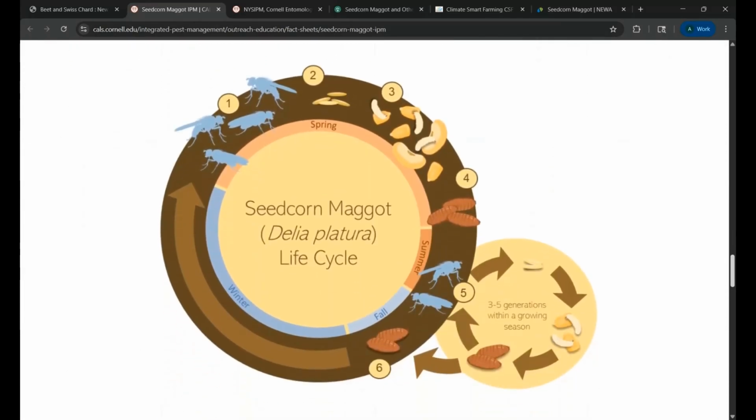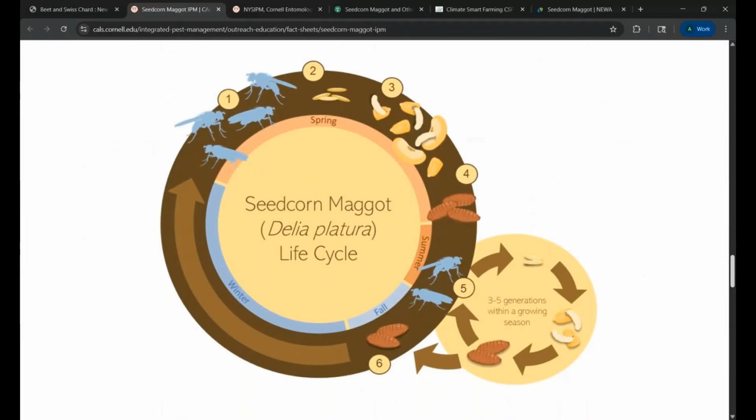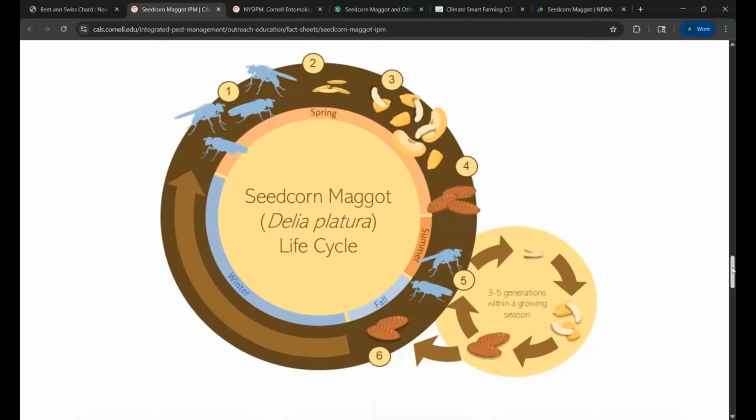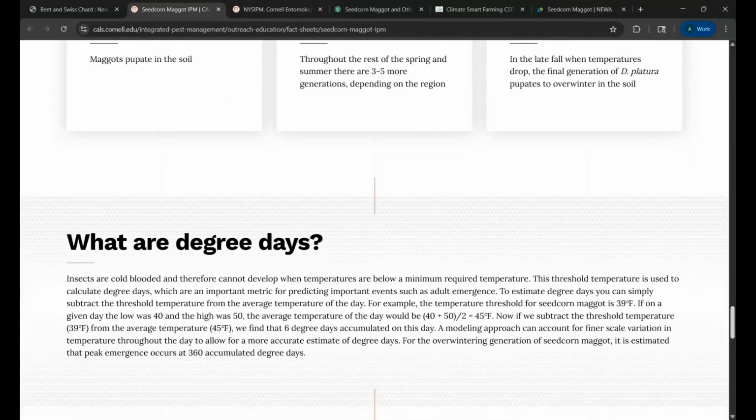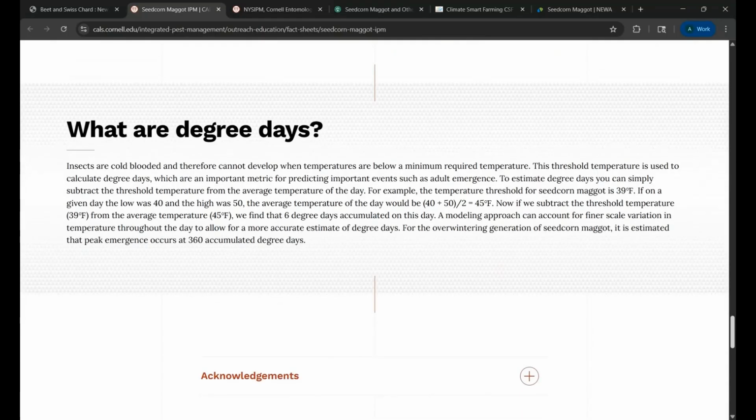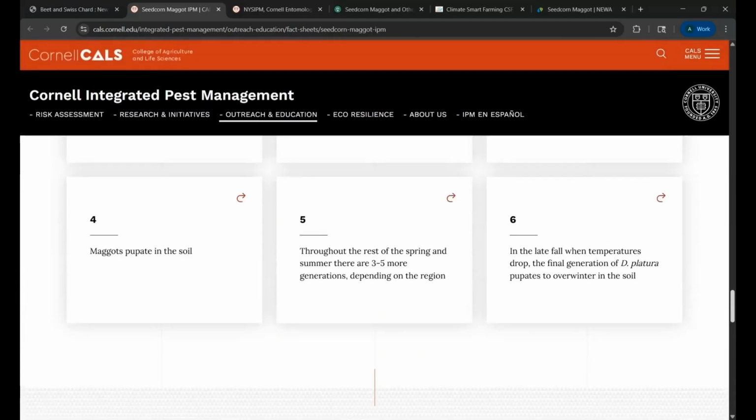Life cycle, there's multiple generations per year. They overwinter as pupae and then they emerge. So the cool thing about that, knowing that they are sitting in the soil as pupae, and we are most worried about protecting plants when these flies come out, is that there's a degree day model to predict that. So no matter what you use to protect your plants from these flies, you can put most of your efforts into a very distinct period of time based on degree days.